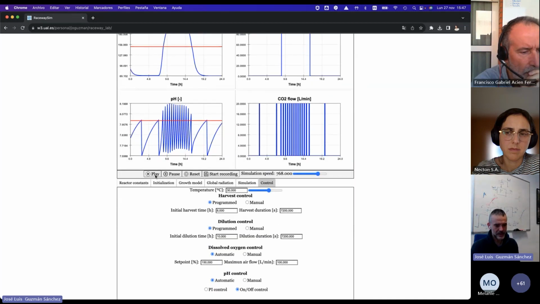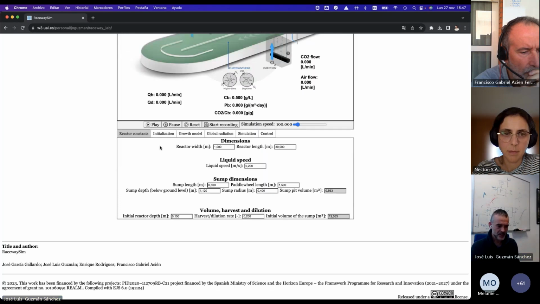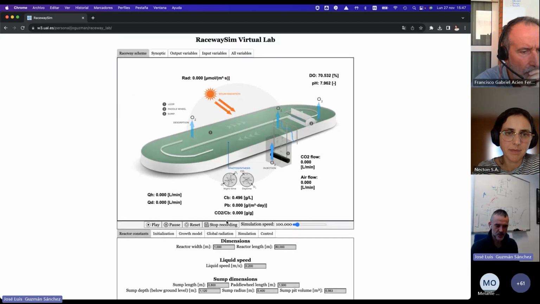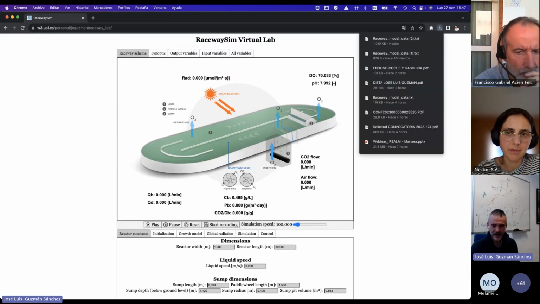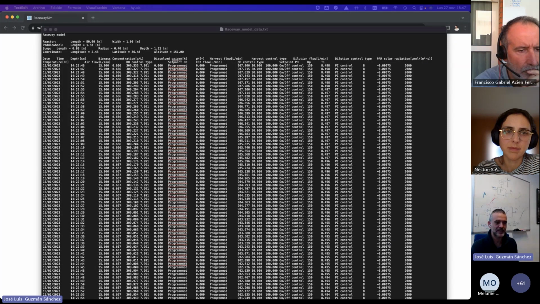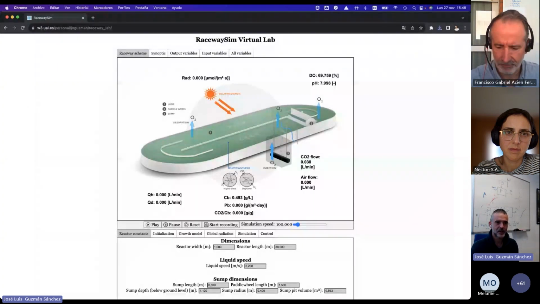Finally, what I would also like to show you is that every time you simulate a scenario, you can start the recording, and when you finish the simulation, you stop the recording, and you can get a file like this. It's the classical file that you get in a real facility with all the variables that were recorded, and then you can upload these variables to be used for analysis in another tool like Microsoft Excel or MATLAB or whatever.